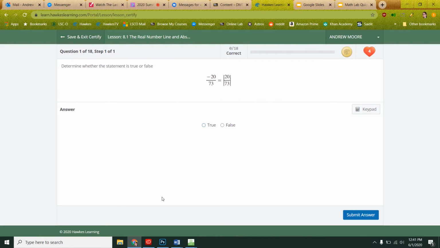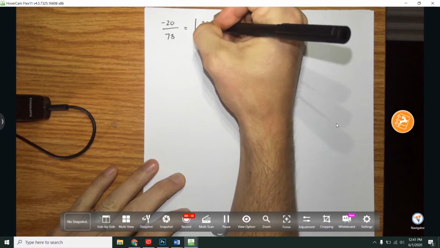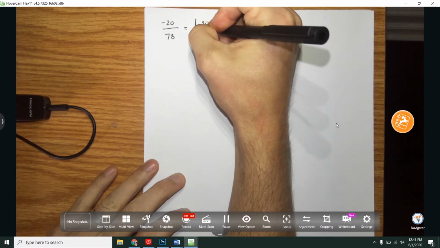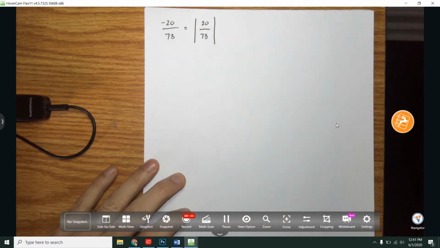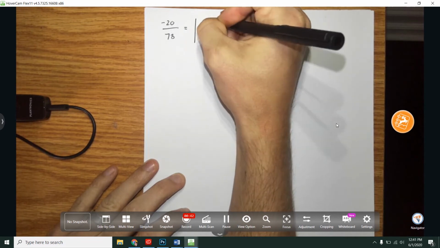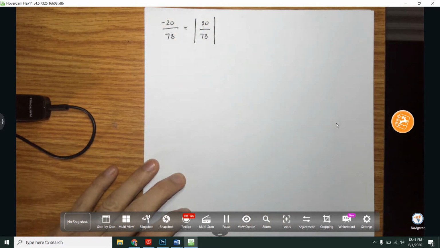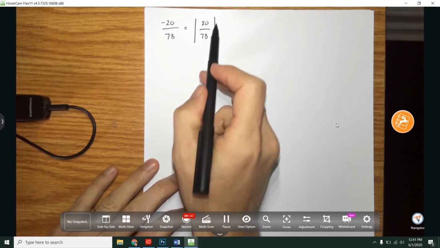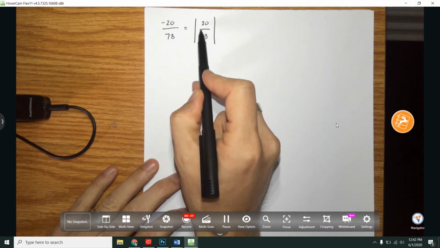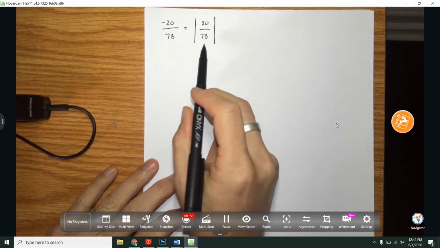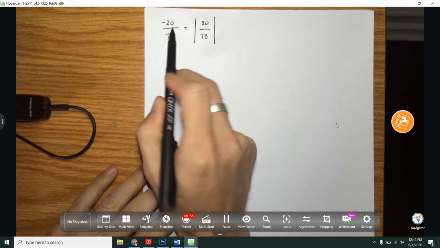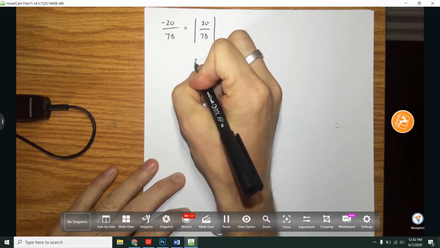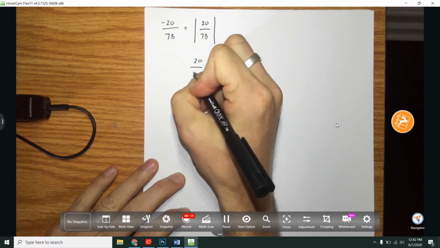All right, so let's take a look at this. Negative 20 over 73, and that equals the absolute value of 20 over 73. And they're asking if this is true or false. Okay. Now, the absolute value, what it does is it turns things positive in a sense. So the fact that it's already positive, I mean, this one's negative over here, that these two things are equal.